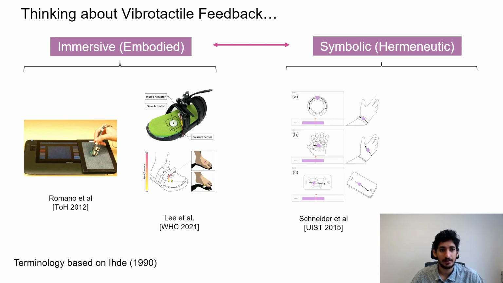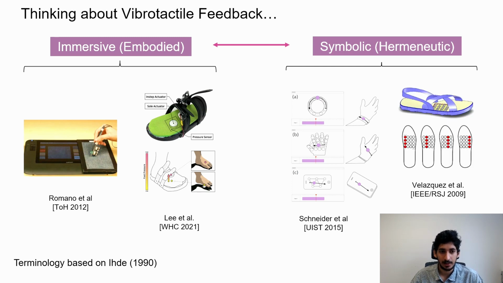On the other hand, hermeneutic vibrotactile feedback needs to be interpreted. For instance, Schneider used different vibrotactile actuators and actuated them in sequence to provide directional cues which the user interprets. Similarly, Velasquez vibrated columns of vibrotactile actuators in sequence to provide directional navigation while walking.